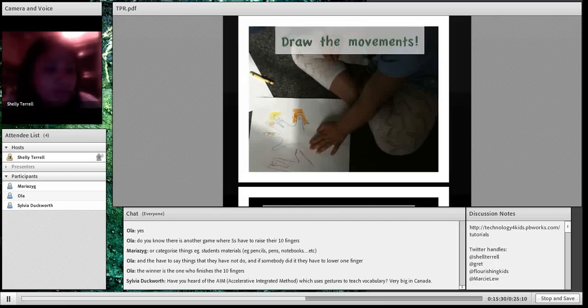So also, one of the things you can do to reinforce this is you can have them draw the movements. Often they like to trace each other's hands and things like that. You can have them use puppets. I mean, there are other ways that you can do gestures as well, so that way you can make it fun.